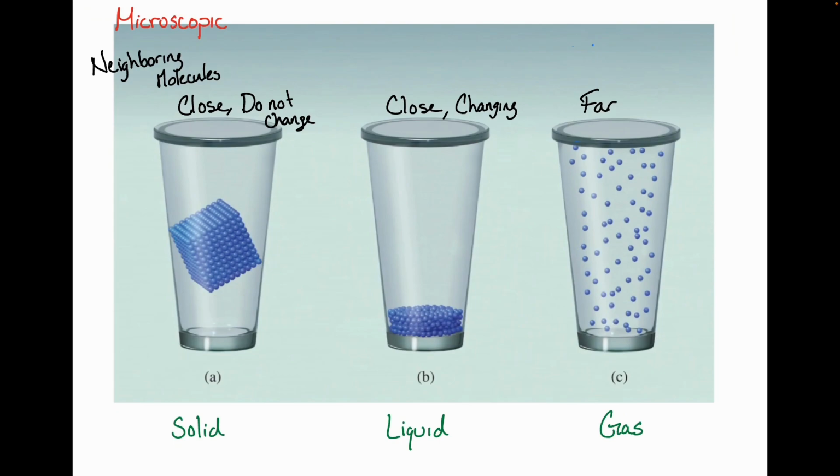And then in a gas, your neighbors are so far apart you don't even see them, right? But the bottom line is the position is no longer fixed. It's bouncing around this container. So again, we would say that our neighbors are changing here, but we can note that they're really far apart, right? So the bottom line is in liquids and gases, our molecules are on the move, okay?